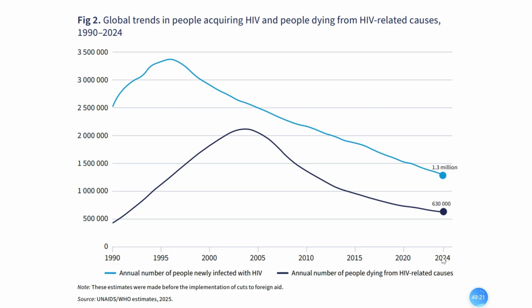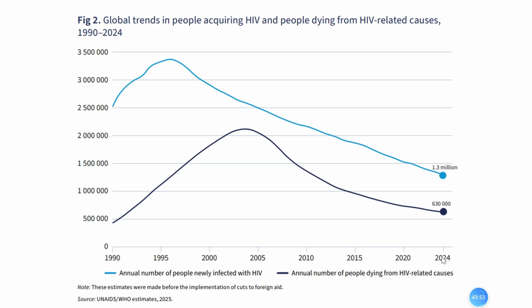From the 1990s till now, you can see that the curve is declining. So every year, the number of newly infected persons is getting fewer and fewer. Okay, that's a good thing. And this is the people who died due to HIV infection. It's also getting lower. This is global data of all the people on earth.